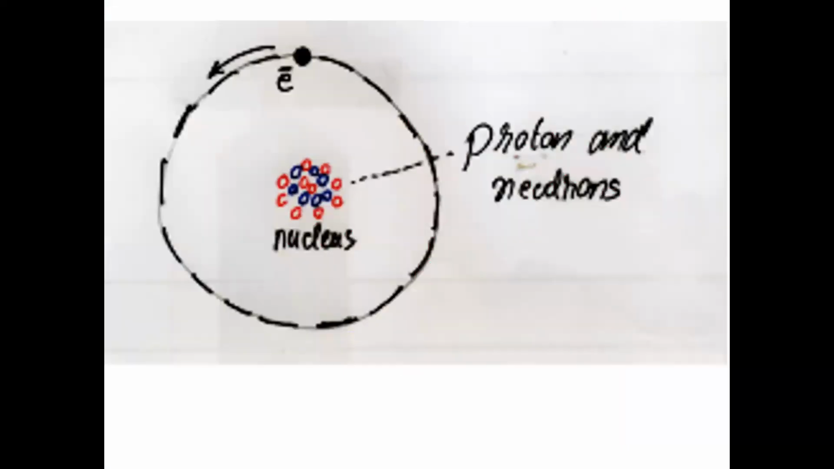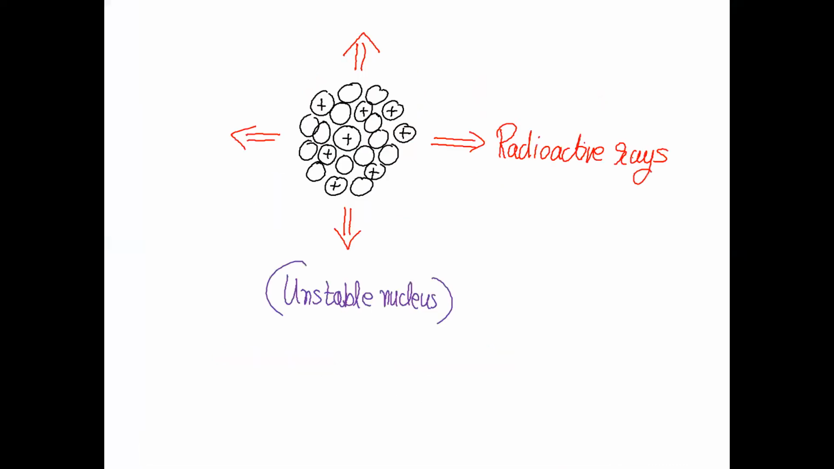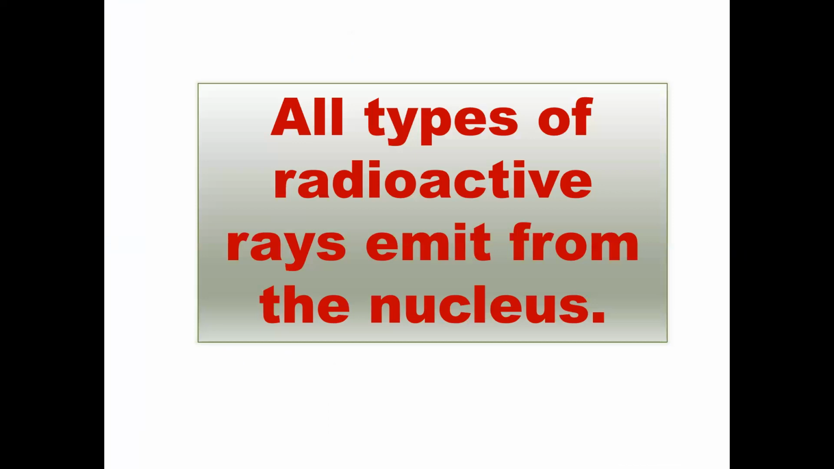The nucleus does not have a physical boundary. Protons and neutrons are inside the nucleus. Electrons we normally do not show, and protons repel each other. Some nuclei become unstable and they emit radioactive rays. These rays are emitted from the nucleus. So this is our next concept. All types of radioactive rays emit from the nucleus. You have to copy this.